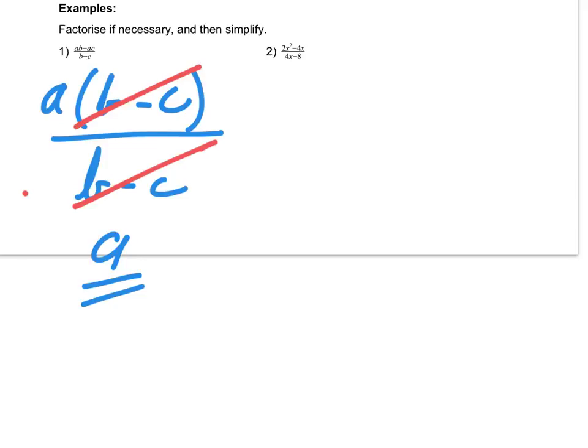Let's look at the next one. Let's factorize the top. So in common to the numbers on the top, we have 2. In common to the letters on the top, we have x. And we're going to have x minus 2 in parentheses.